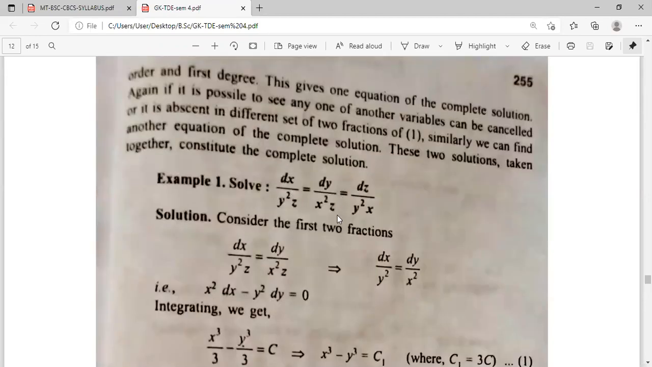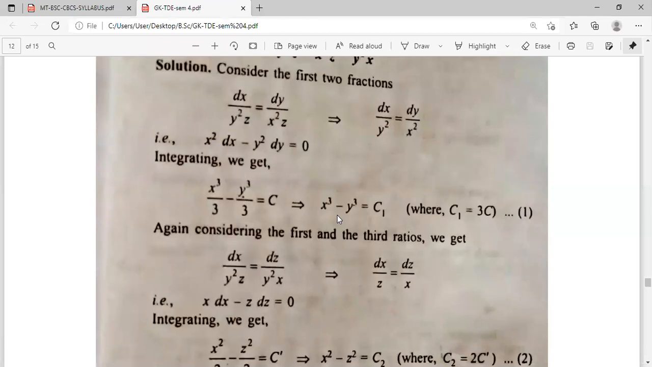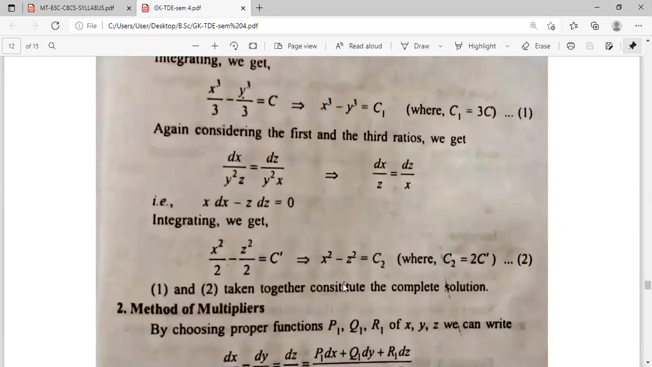Now if you take second and third, it is somewhat different, because x, y, z, all three are involved. But if you take the first and third ratios, you can write dx by y square z equals dz by x y square. Here y square cancels, leaving only x and z and their differentials. So by cancellation of y square, you get dx by z equals dz by x, and then on integration you get x square by 2.